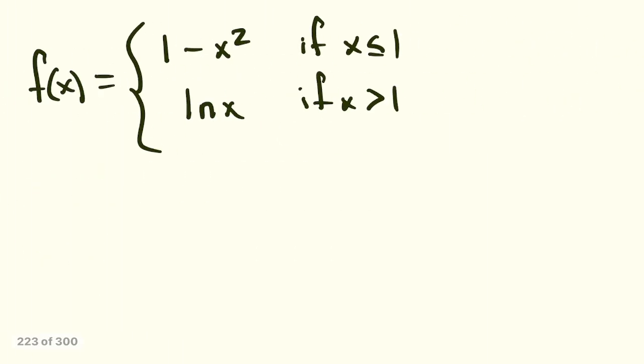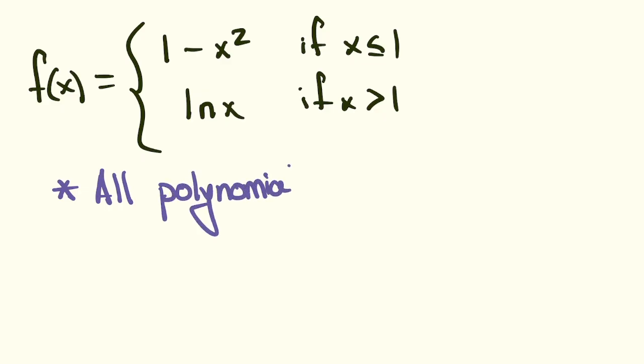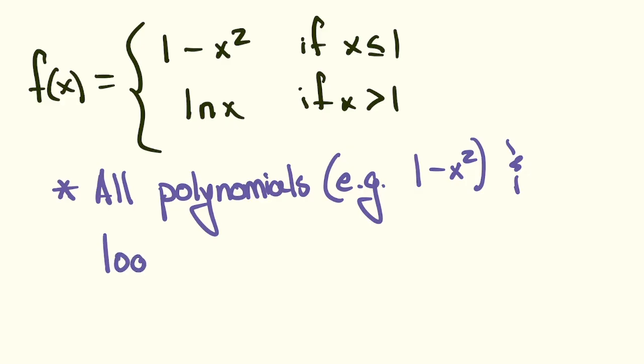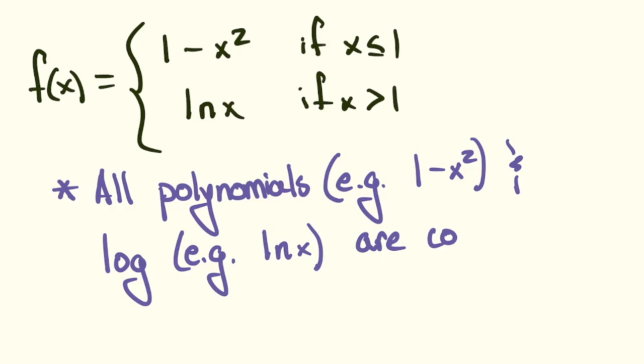To show that this function is continuous, one thing that we'll have to keep in mind is that all polynomials, and one example will be the first part of our function, and logarithmic functions, so one example will be natural log of x, are continuous, which makes our lives a lot easier.